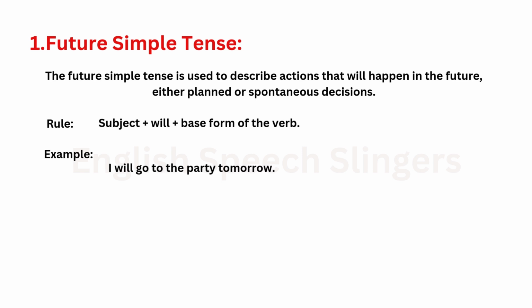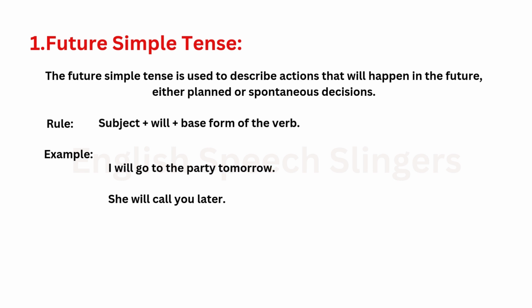I will go to the party tomorrow. In this sentence, I is the subject. Will is the auxiliary verb. And go is the base form of the main verb. To the party tomorrow specifies the action and the time it will happen.